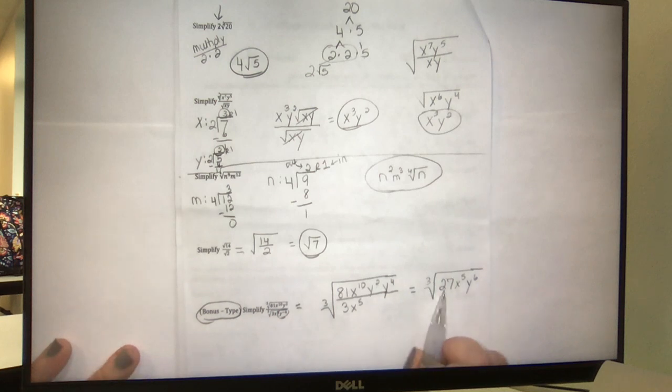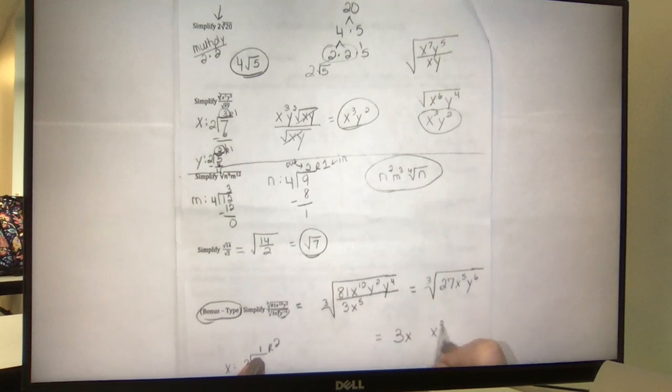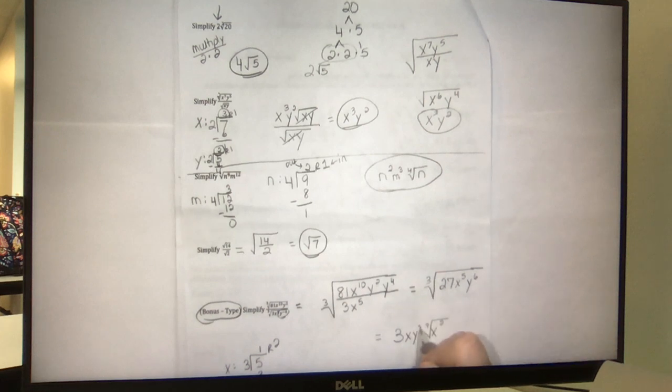So if you're not sure about 27, put them in your calculator. He does have a nice little cubed root. It's 3. 3 times 3 times 3 is 27. Okay, now let's look at these x's. If I take his exponent and I divide by his index, 3 goes into 5 one time with a remainder of 2. So x to the 1 is going to come out. X to the 2 is going to stay under. Okay, now let's do my y's. 6 divided by 3, that's a nice little 2. He's going to come out completely, and I don't have any y's under. And there's your answer. Okay.